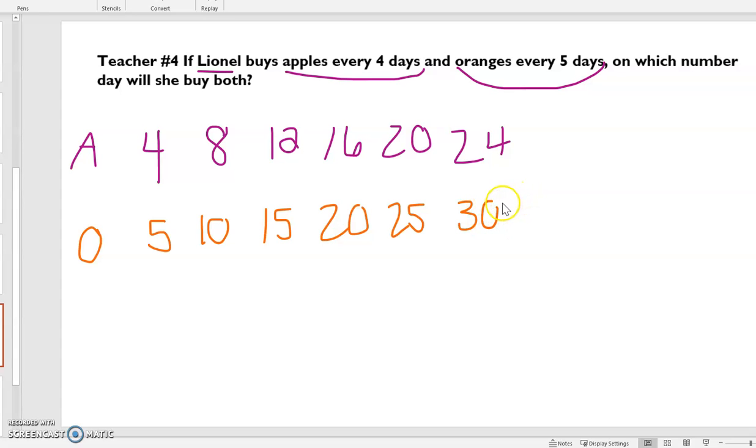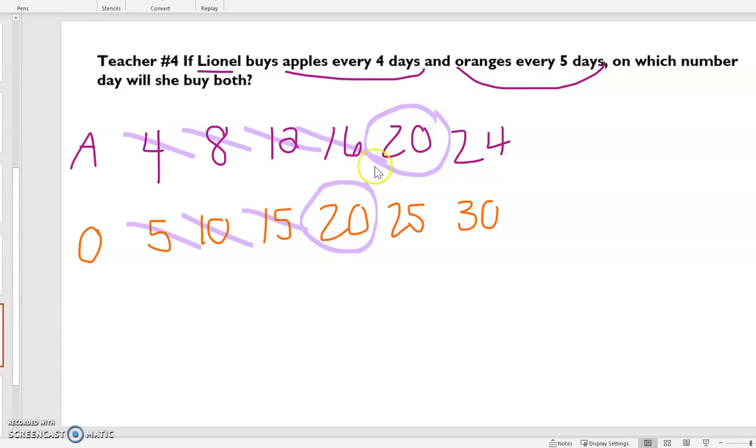The point of the least common multiple is to identify when something happens first. So I'm looking for when they have something in common at the smallest. So 4 is not in common, 5 is not in common, 8 is not in common, 10 is not in common, 12, 15, 16, but then I see 20 appears in both of my lists, and that's the first time, so 20 is the LCM.